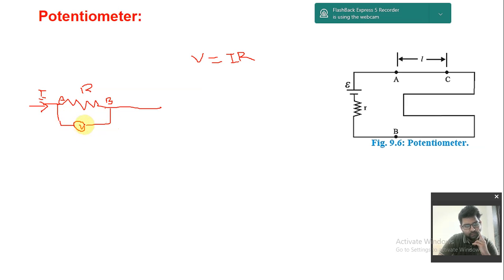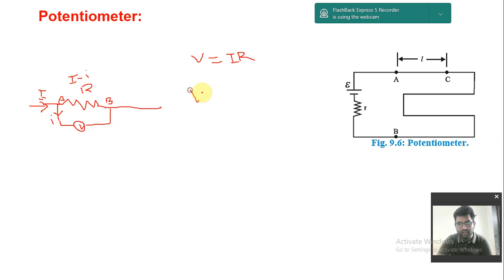So to measure the potential difference, I will have to attach a voltmeter here. The voltmeter has to be attached in parallel because I want to see the potential difference across these two points. If I attach the voltmeter here, then some amount of current, small i, will obviously pass through it, and the rest of the current, I minus small i, will pass through the resistance.